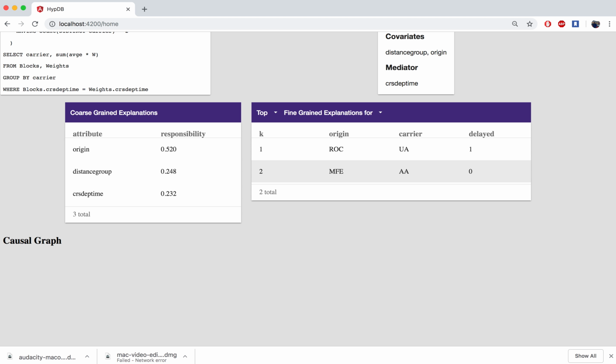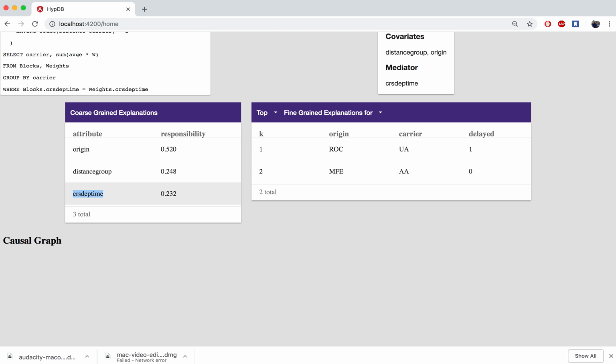HypDB generates coarse-grained explanations by ranking the detected confounding factors in terms of their responsibility for making the query biased. In this case, as you observe here, origin airport has the highest responsibility. Indeed, more than 50% of the bias is due to origin airport. But there are other factors such as flight departure time that we need to account for, simply because some airline may have more flights during rush hours than the other airlines.